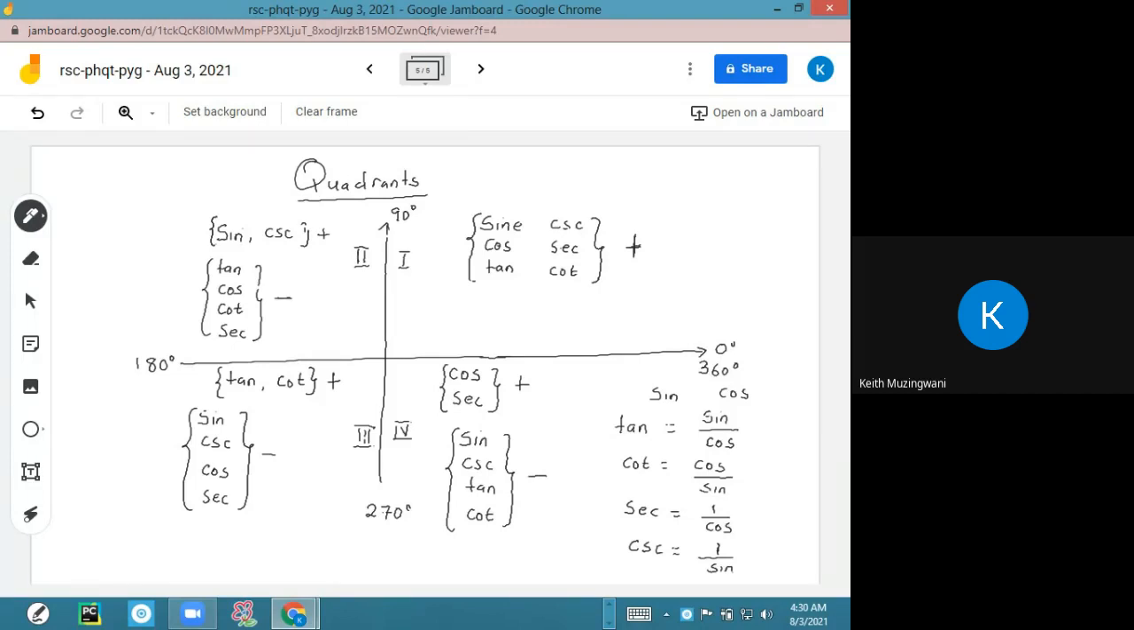Because tan is just sine over cos. Cot is just cos over sine. Sec is just 1 over cos. Cosec is just 1 over sine. So if I understand sine and cosine very well, I'll have less difficulties in understanding the rest.